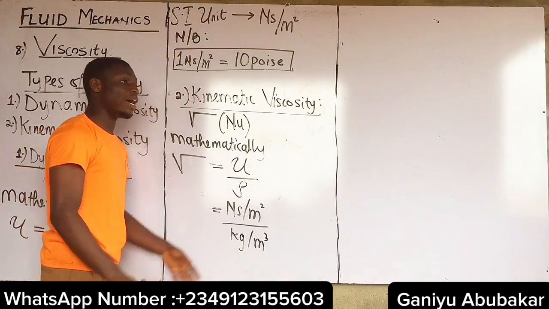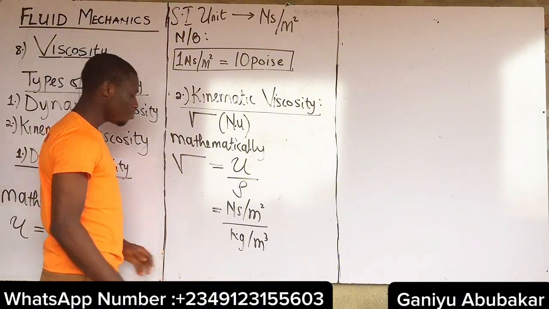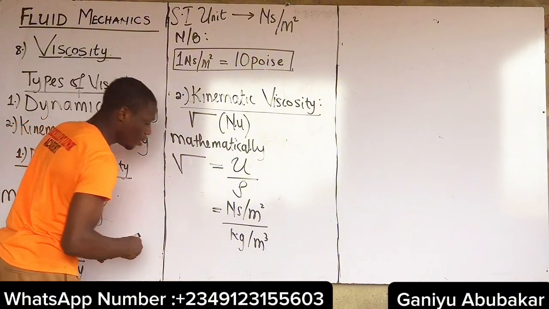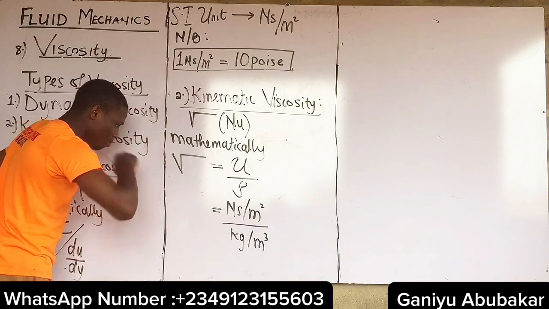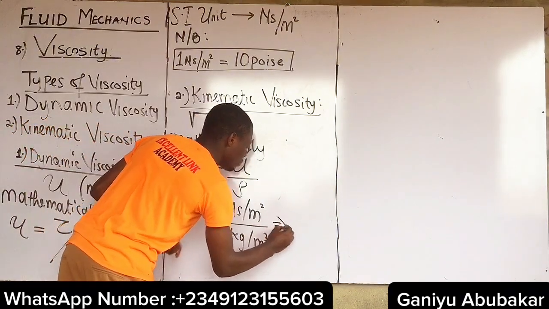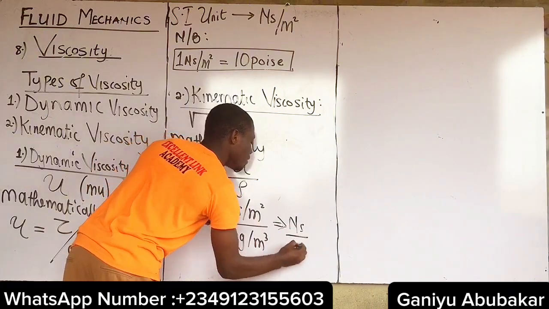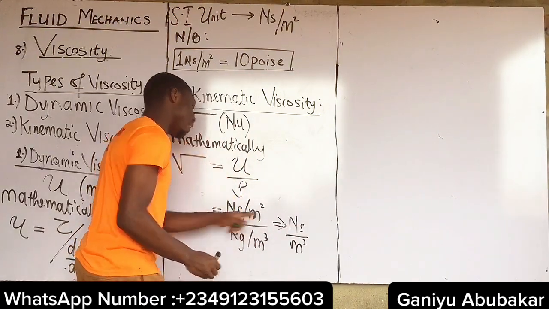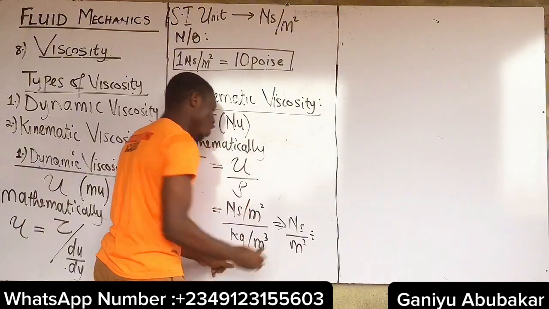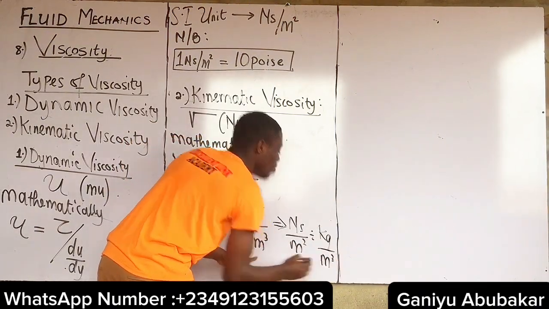Let's combine this together and get the SI unit for kinematic viscosity. Expressing this mathematically, I'll have Newton seconds all over meter squared, divided by kilogram per meter cube.